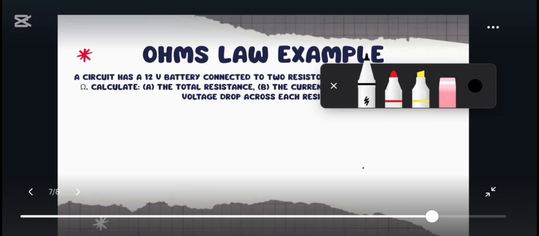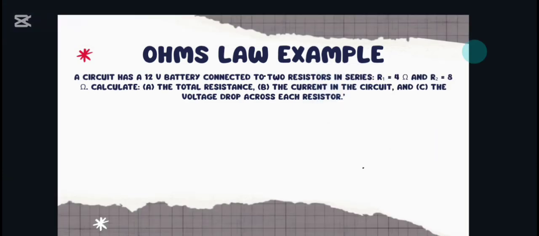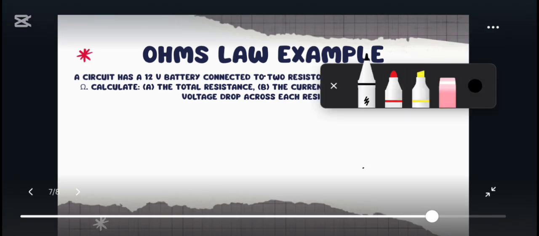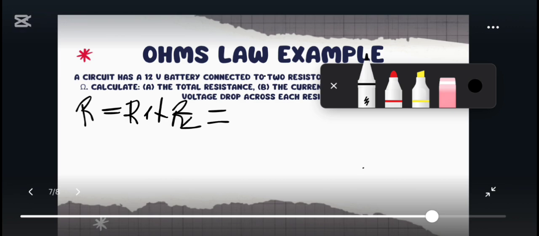Okay, so what we first do is find the total resistance. How? Well, total resistance is equal to resistance 1 plus resistance 2. This is equal to 4 plus 8, and this is equal to 12 ohms.